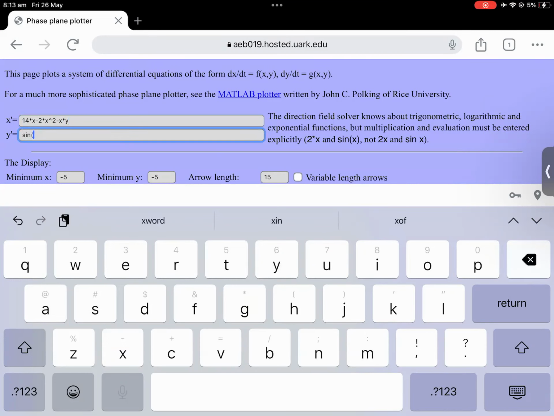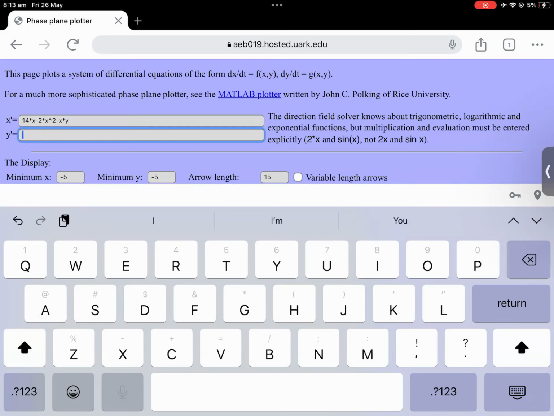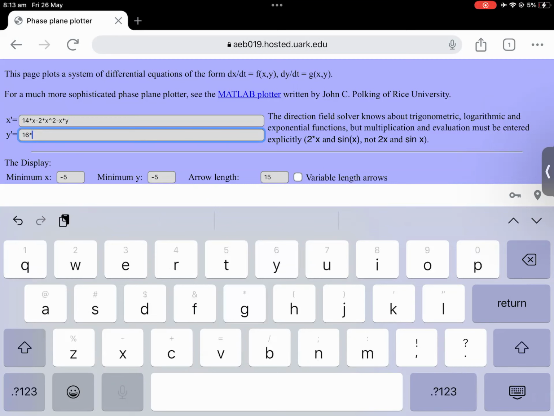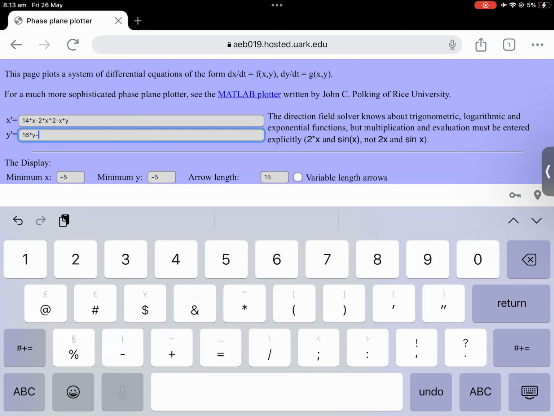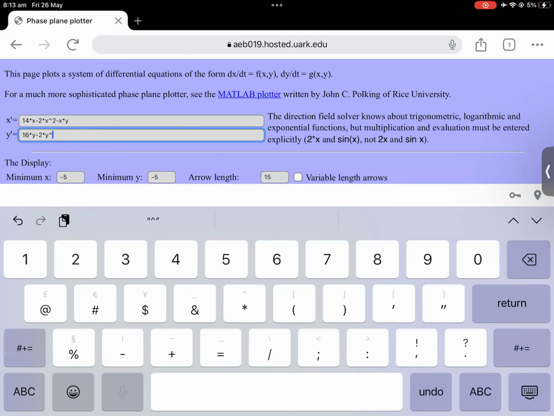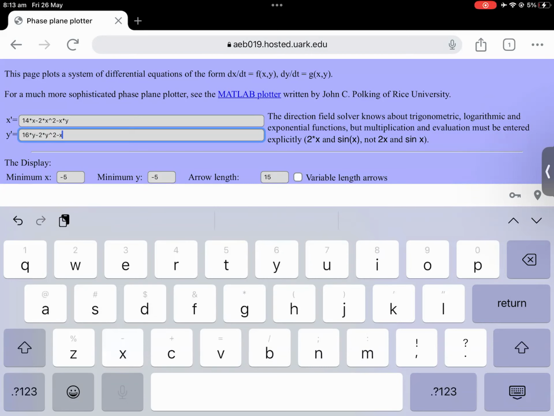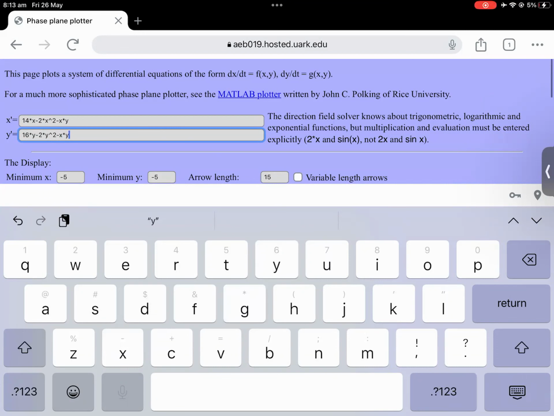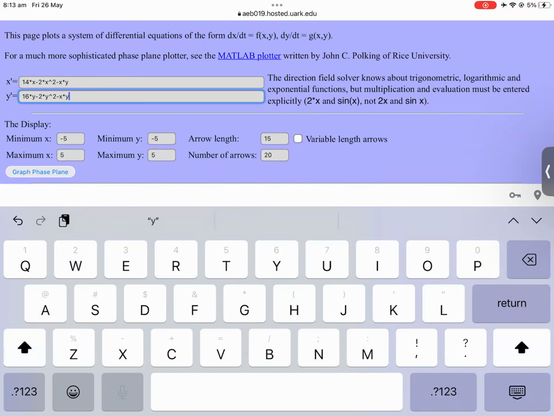And this one, 16. Thank you, 16 times y minus 2y squared. Minus 2 times y, minus xy. Minus 2y squared minus xy. x times y. All right, so I'm done.